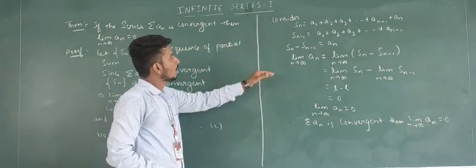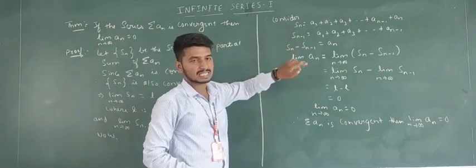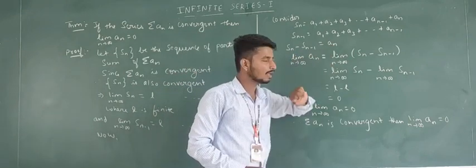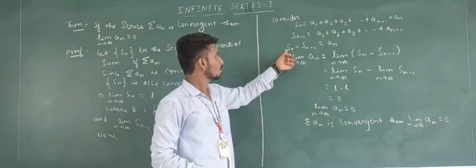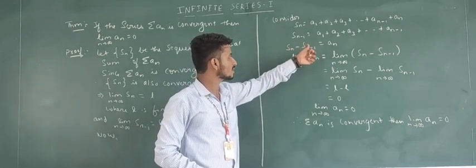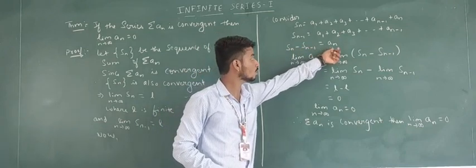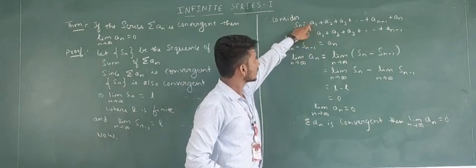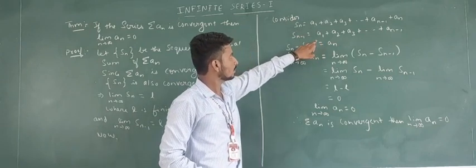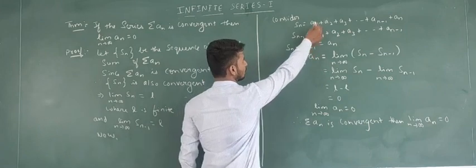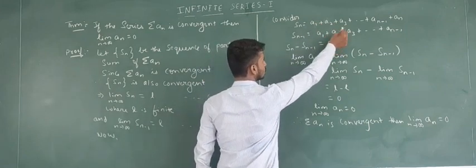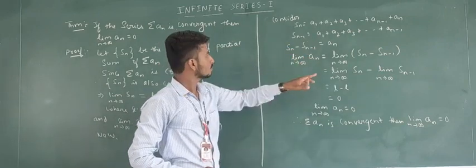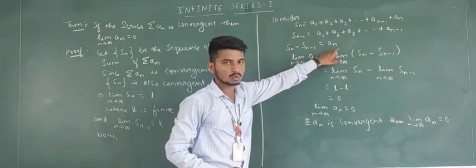Next we subtract Sn minus Sn minus 1. When we subtract, the remaining term is only an. So when we subtract the sequence Sn with its previous sequence, Sn minus Sn minus 1 equal to an. How only an remains: a1 minus a1 cancels, a2 cancels, a3 cancels, and lastly only an remains. So Sn minus Sn minus 1 equal to an.